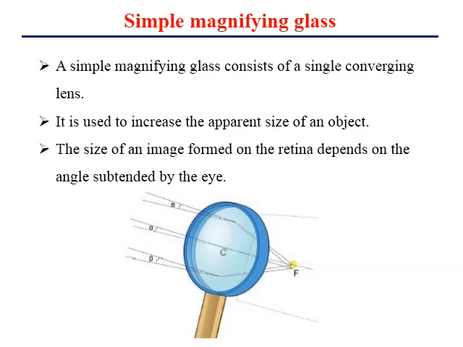Now the size of an image formed on the retina depends on the angle subtended by the eye. Fine. So you must have seen people using a magnifying glass to view very small letters on a small piece of paper. So a magnifying glass is basically that. This is the image of a magnifying glass, and a parallel beam of rays is coming, and it is then focused at this particular point. Fine. So this is very easy.